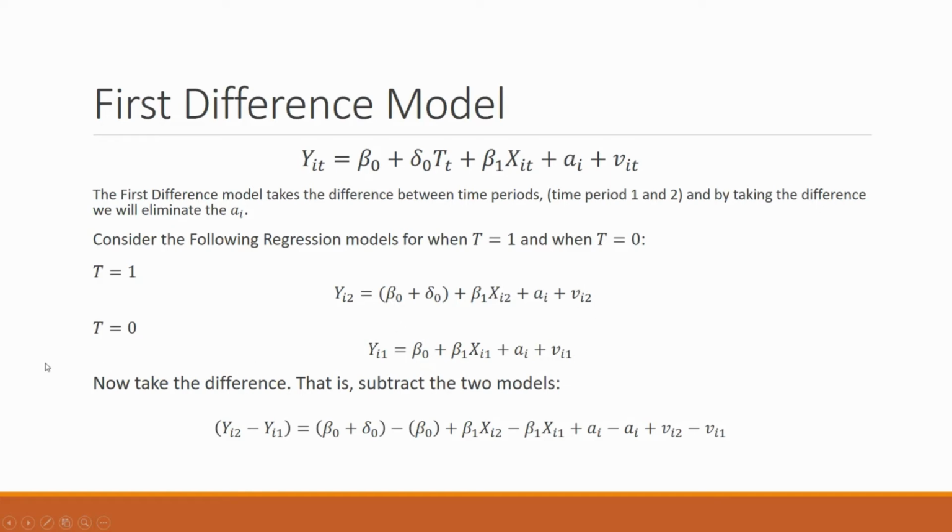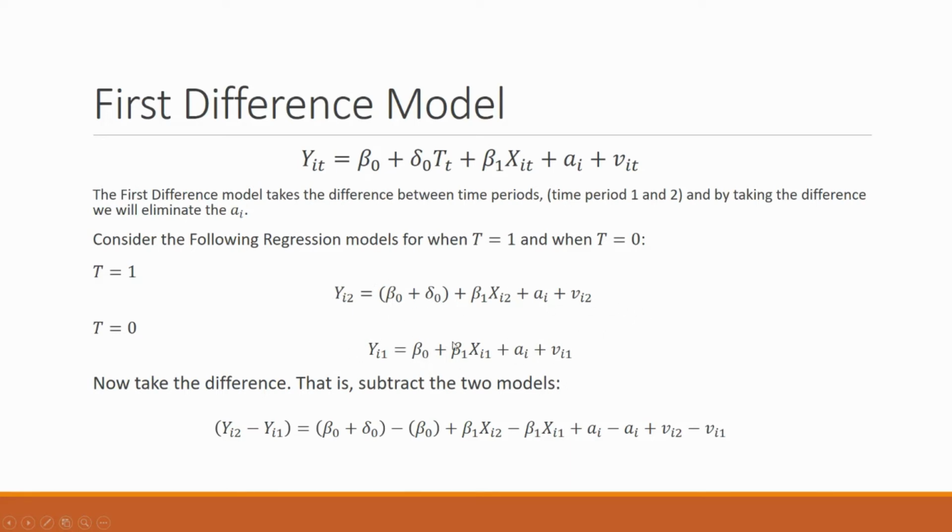Now what happens when t equals 0? Very similar. The subscript for the lowercase t is now 1, but the capital T equals 0, and so you get rid of this delta 0. All right. So here we go. This is what the regression model looks like when t equals 1. So this is basically in the second time period.